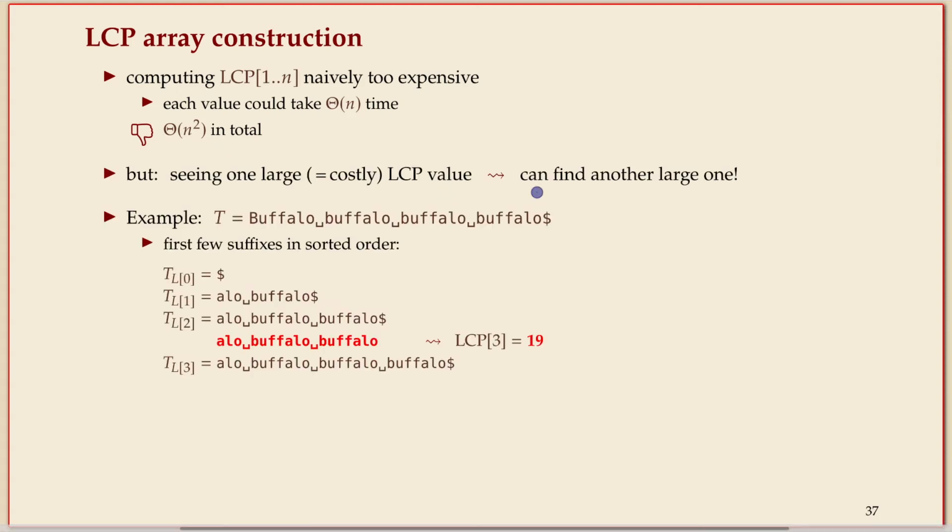The insight here is that if you ever see a big value in the LCP array, you are guaranteed to see other big values. So there's, in a way, a charging scheme behind this. If you have ever had to go a long way comparing, then there's a way to make that knowledge pay off in the future. That's an idea that, at this level of abstraction, we've used before: amortization. But let me illustrate in an example why this is promising.